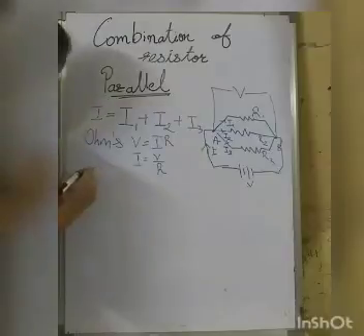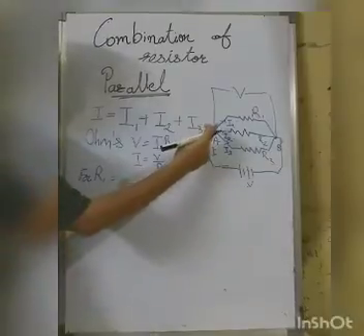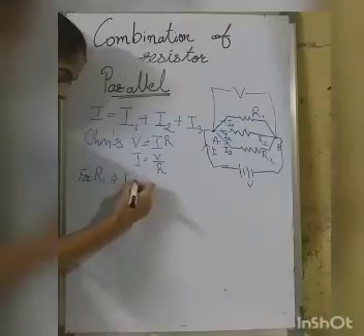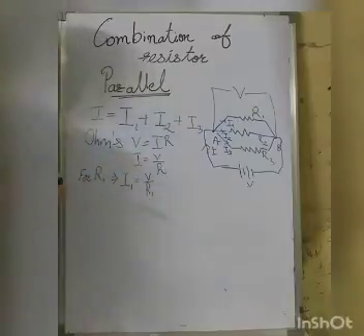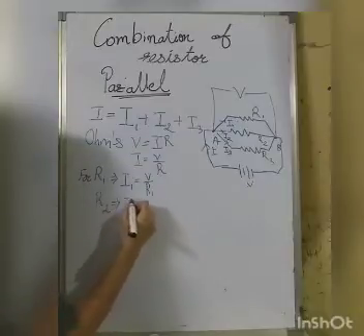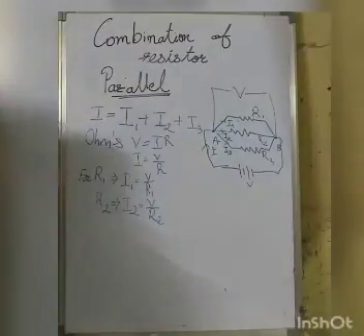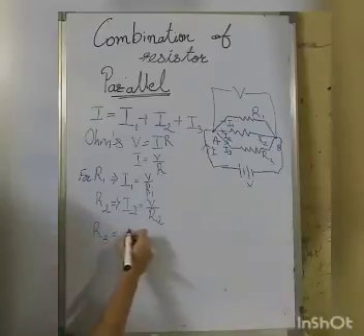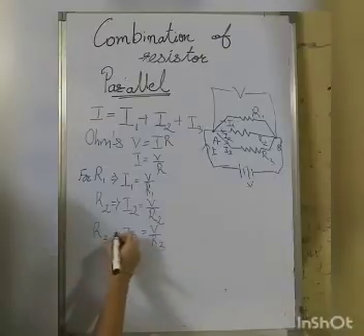So for R1, what is the current flowing through R1? That is I1. I1 current is flowing. What is the voltage? Voltage is same. So V by R1. For R2, what is that? I2 equals V by R2. For R3, what is that? I3 equals V by R3.